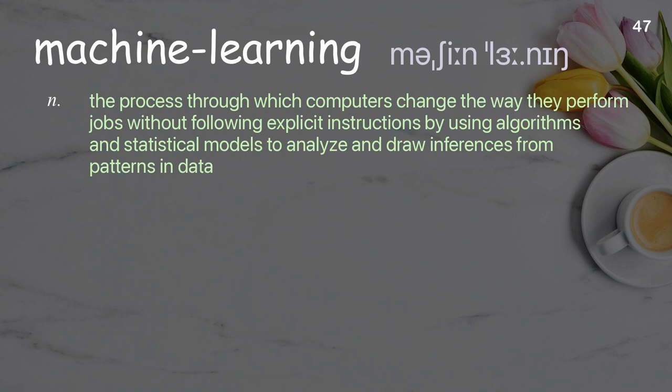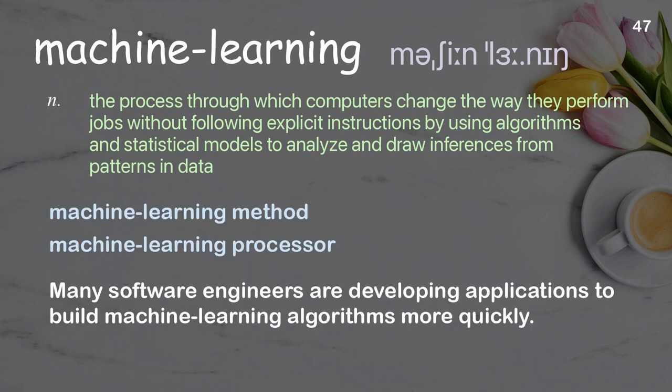Machine learning. The process through which computers change the way they perform jobs without following explicit instructions by using algorithms and statistical models to analyze and draw inferences from patterns in data. Examples: Machine learning method, machine learning processor. Many software engineers are developing applications to build machine learning algorithms more quickly.